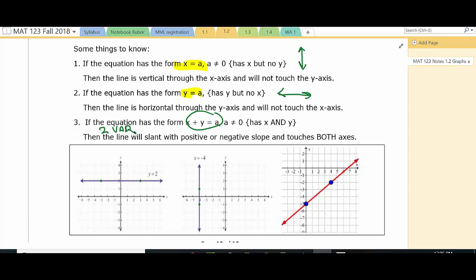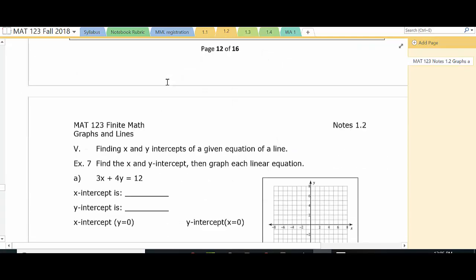Think about it. Now this one right here, it's going to cross x and it's going to cross y. So that means it's going to have both variables. Okay, tell me if that makes sense. Shake your head, something, okay? All right, if it's y equals, it goes this way, through y. x equals goes this way, and with both variables it slants like that, okay? You guys okay? All right, so let's go to the next page then.